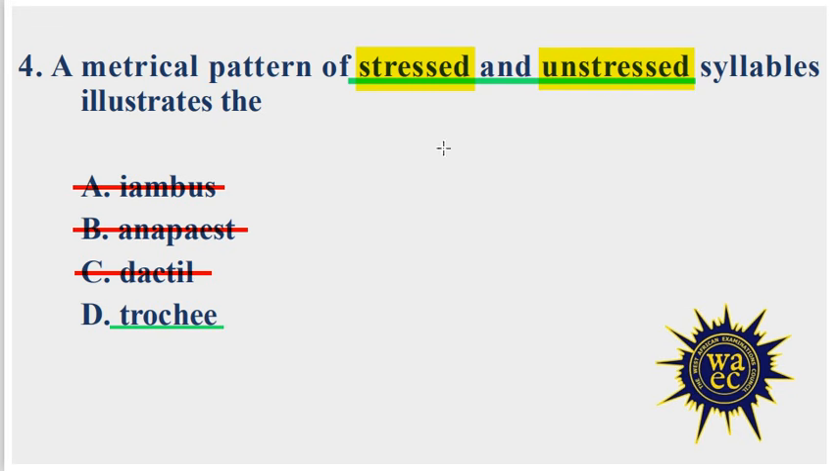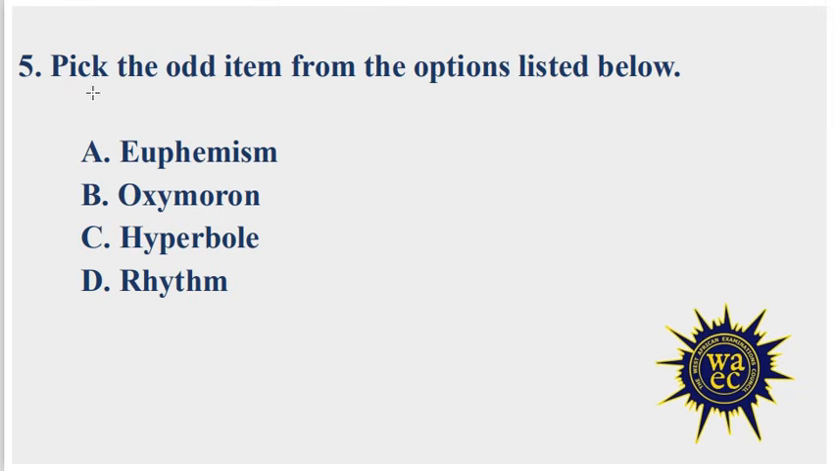And the question says, let's come back to the question. A metrical pattern of stressed and unstressed syllables, with the stressed syllable coming first. So stress comes before the unstressed, and that is Trochee. Option D.